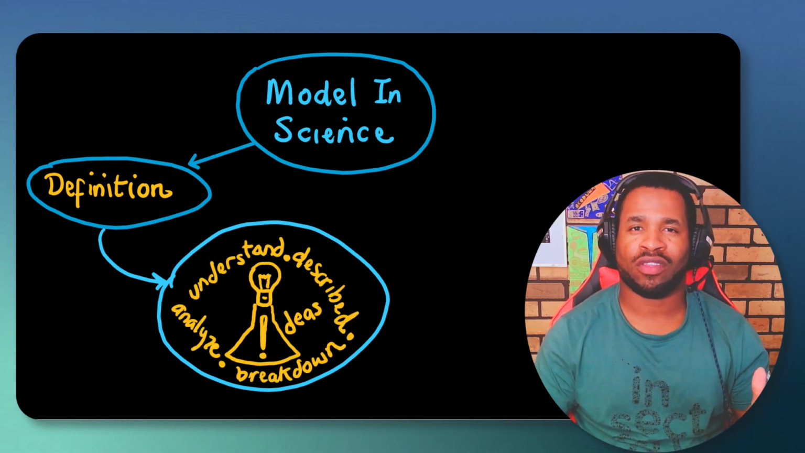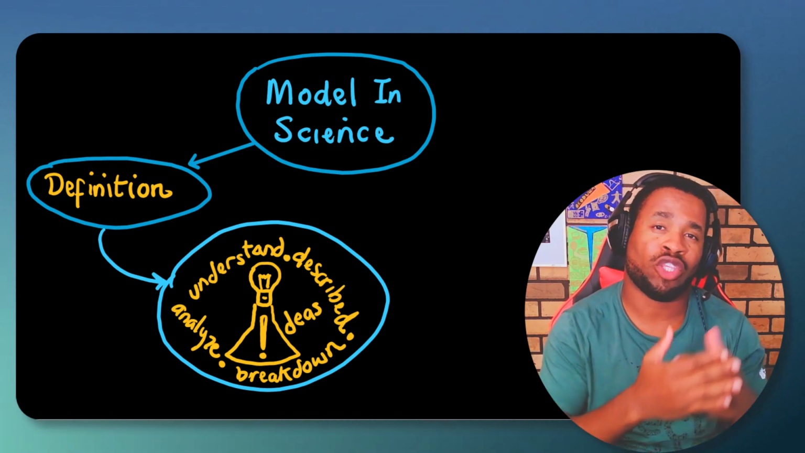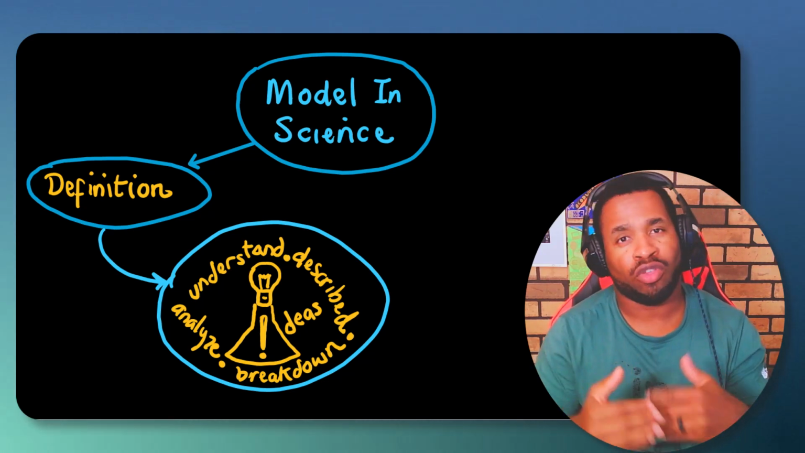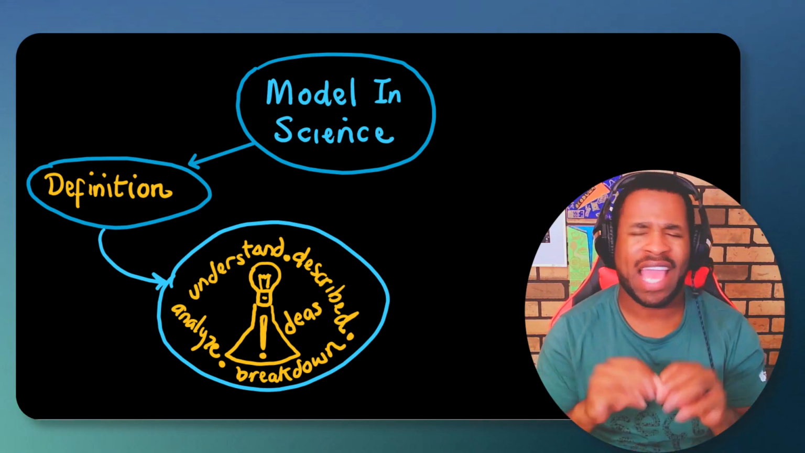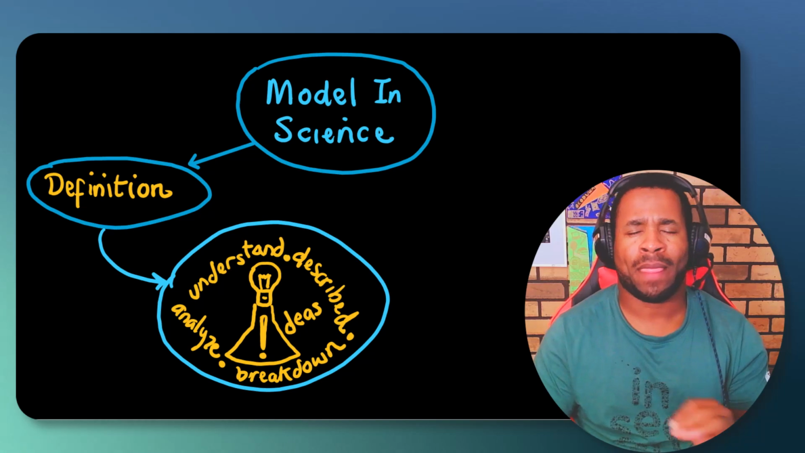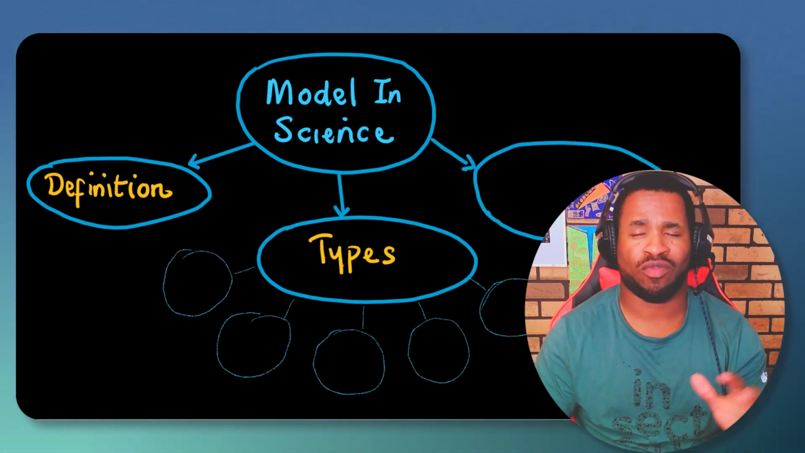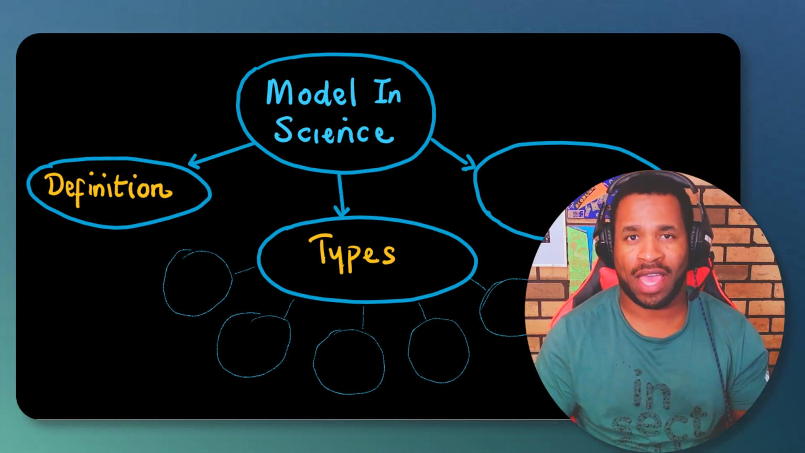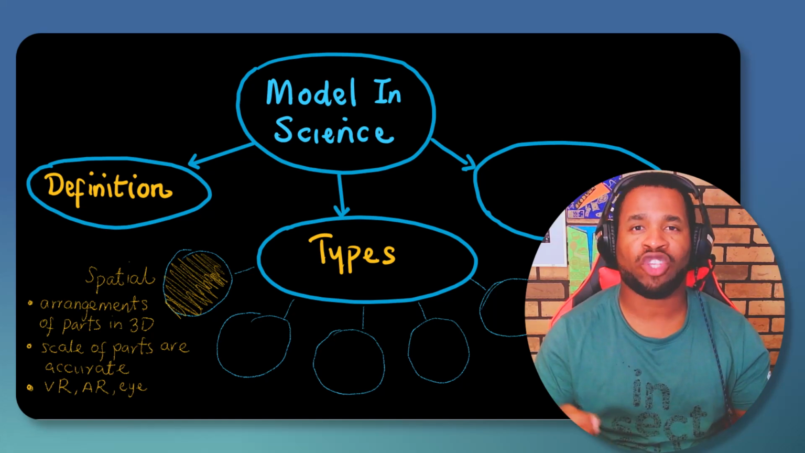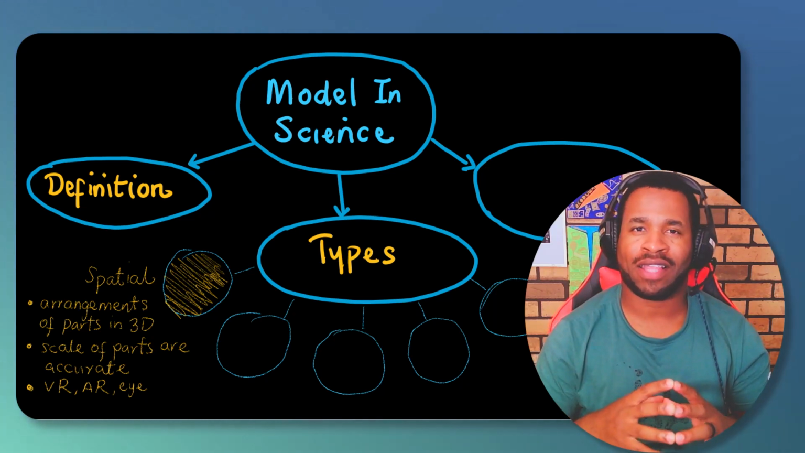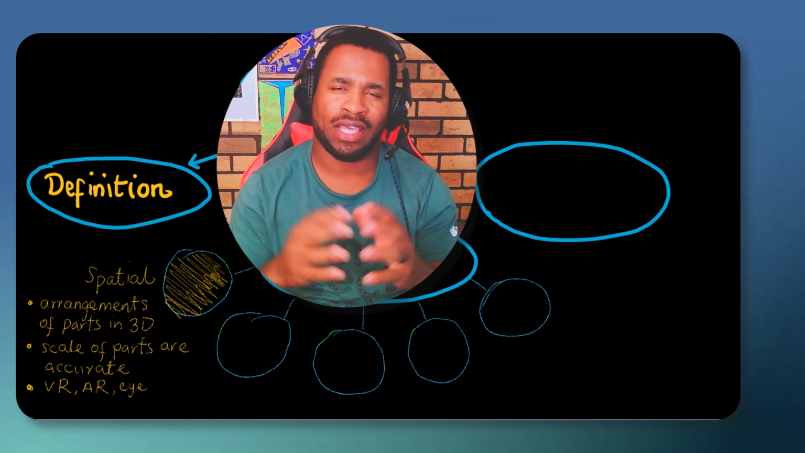The scientific model definition states that this is pretty much a way by which you can understand or describe. Some people say that you can analyze and break down any form of scientific idea, and this can come in 5 different types. The first one is a spatial model, and a spatial model pretty much looks at how all the parts of a system are arranged in 3D space.